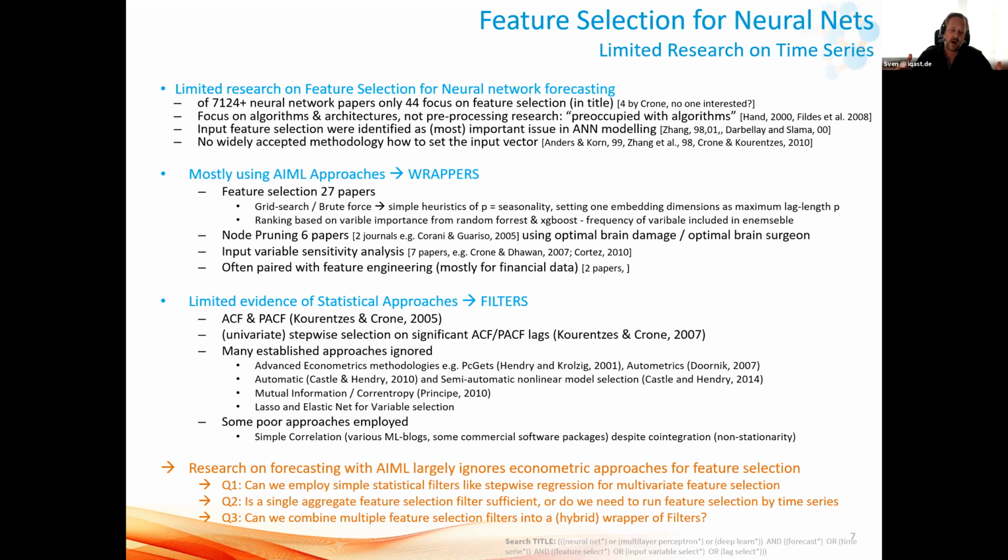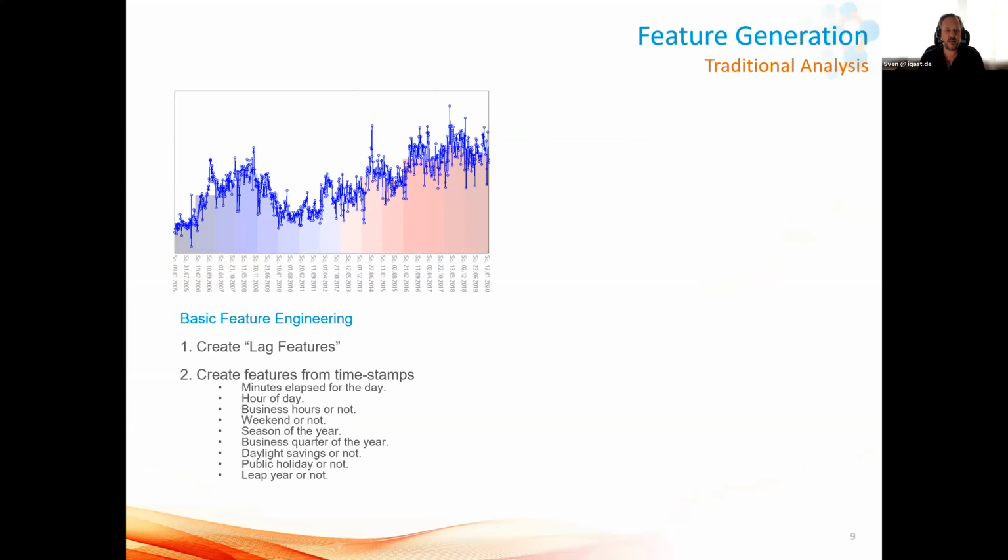So I had three research questions. Can we employ simple statistical filters like stepwise regression and others for multivariate feature selection? And is a single aggregate feature selection sufficient, or do I need to actually vary the feature selection by time series? And the third question, can I maybe combine multiple feature selections into hybrid wrappers, because most of the time we build ensembles? So, that's what it is.